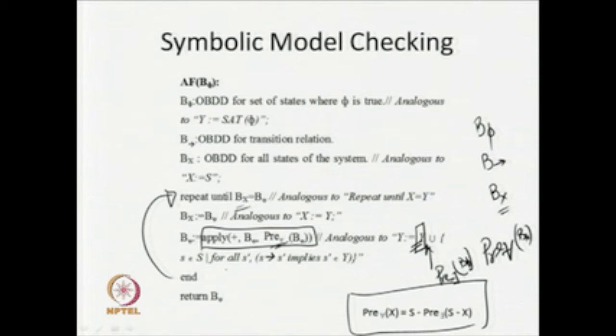Look, see that this is a simple conversion of our model checking algorithm to the symbolic model checking algorithm, where we are using OBDDs, ordered binary decision diagrams, to represent the entire system and the set of states where a particular formula is true, and applying this algorithm.